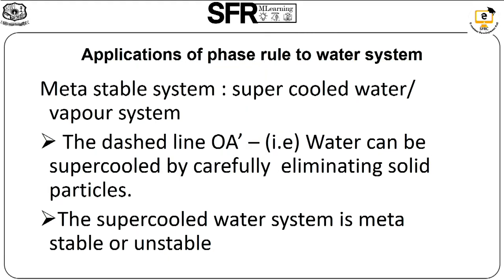And the final one, the metastable system, the supercooled water and vapor system. The dashed line, that is OA' in the diagram, shows that water can be supercooled by carefully eliminating solid particles. The supercooled water system is metastable or unstable.